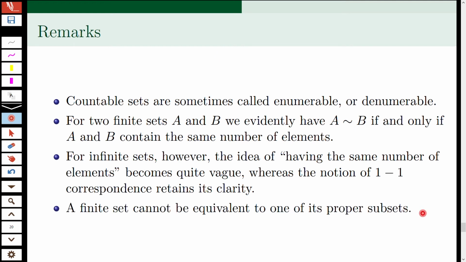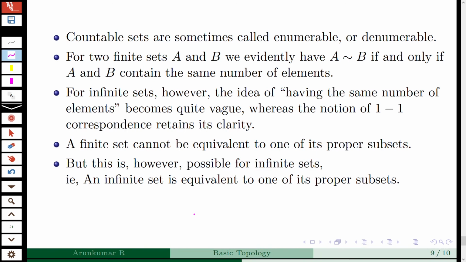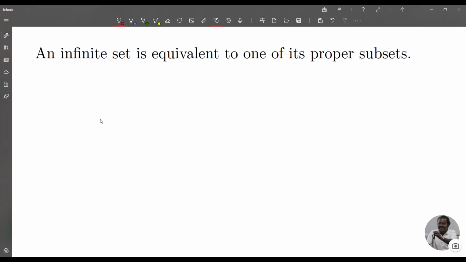A finite set cannot be equivalent to one of its proper subsets. This is trivial. So this is one of the interesting properties of infinite sets, that is, an infinite set can be equivalent to one of its proper subsets. So if you consider an infinite set, it is possible that the set is equivalent to its proper subset. We can illustrate this using an example.